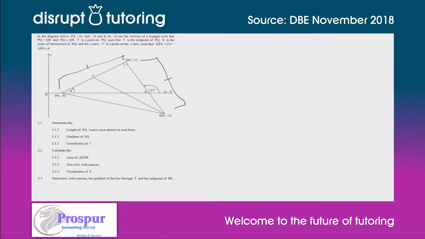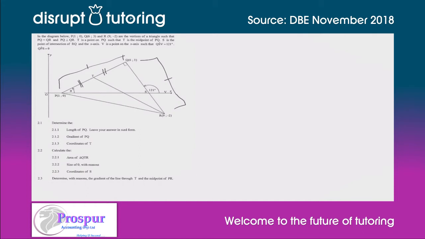Right, T is a point on PQ such that T is the midpoint of PQ. Also something important for us to remember, so let's mark that. S is the point of intersection of RQ and the x-axis. Okay, so that's important to know. And V is a point on the x-axis such that angle QSV, so that's that angle, is equal to 121 degrees. And we've got QPS, which looks like that, gives us angle theta.